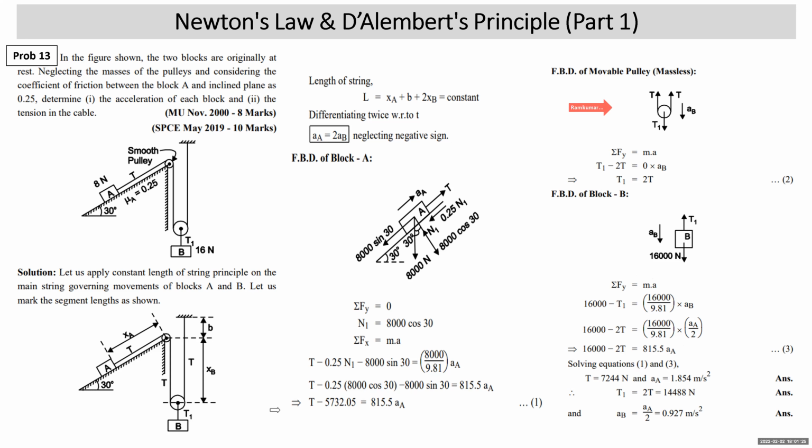Solving equation number 1 and equation number 3, you get T as 7244 Newton and A as 1.854 meter per second square. Once you know T, you can get T1 as 2T and you can get AB as A by 2. Hope you all have understood. So these are the problems of connected bodies where there is a single string governing the movement of connected bodies. In this type of problems, we can apply a mathematical technique called the constant length of string method to get the relation between accelerations of connected bodies.